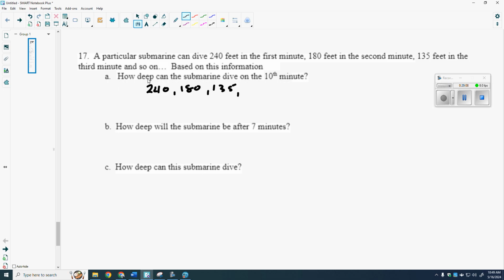How deep can the submarine dive on the 10th minute? Sequence or series? Sequence. You're looking for an individual minute. How deep will the dive be after 7 minutes total? Series. On the 10th minute, during that 1 minute interval from the 9th to the 10th minute, how far will the submarine dive? That's what we're looking for.